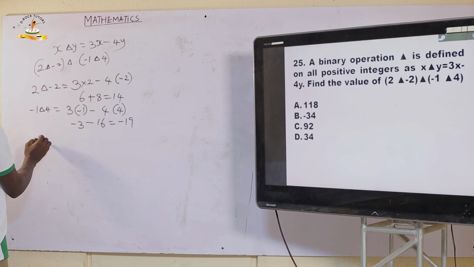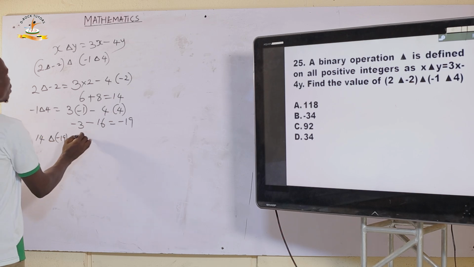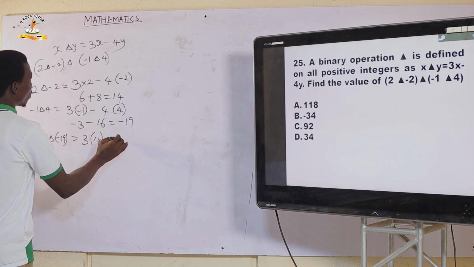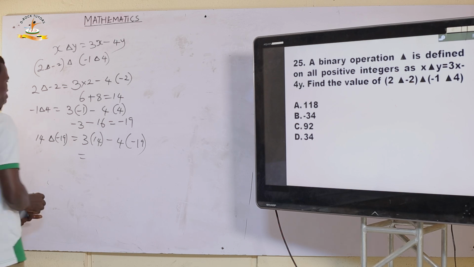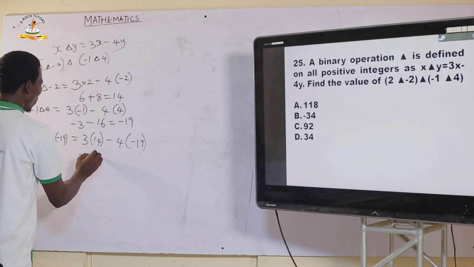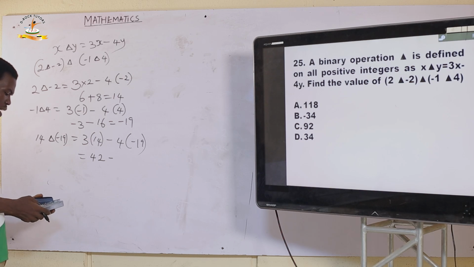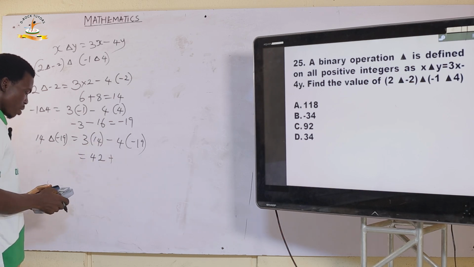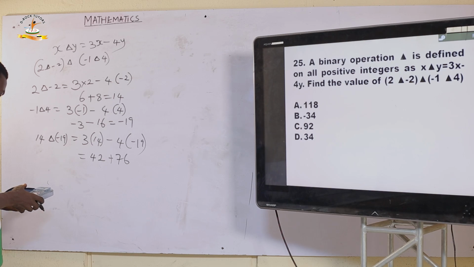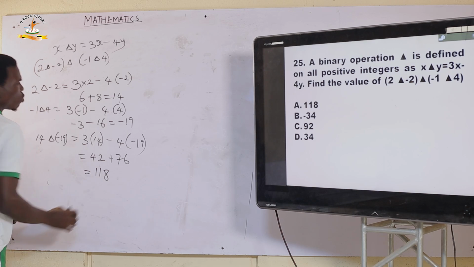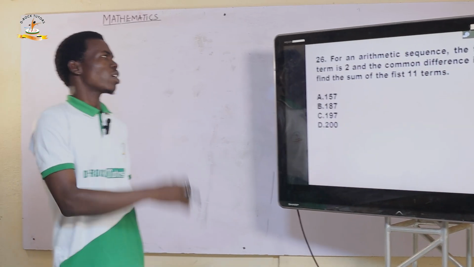So the operation is going to be 14 delta minus 19, and this is going to be 3 into 14 minus 4 into minus 19. This is simply going to be 3 times 14 is 42, minus 4 times 19, minus minus will be plus. So I simply say 4 times 19, which is 76. When I add this together, plus 42, this is going to give me 118. So the solution is 118.